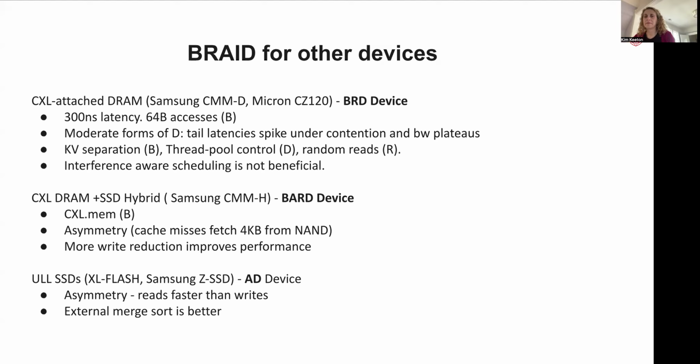So they are byte-addressable, they provide good random read bandwidth, but they also are device constrained because as you have more concurrency, you'll have higher tail latency spikes, and you need to be more cautious about how you schedule threads to do those reads and writes on those devices. So for those devices, if you're doing sorting, then clearly key value separation and thread pool controller and random reads are the mechanisms that we would want to use, right?